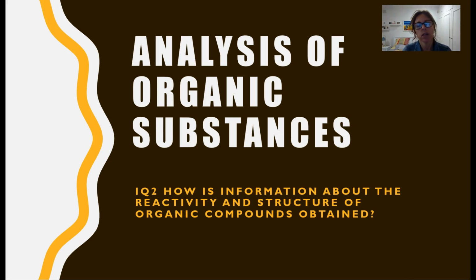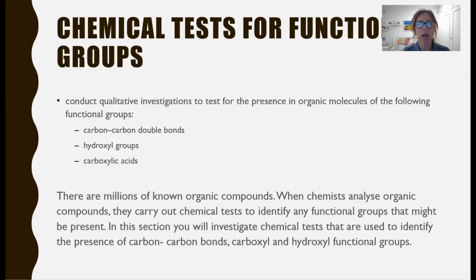So both qualitative and quantitative tests have led to a big understanding of the chemistry of organic compounds, and things such as our mass spectrometry and the infrared spectroscopy have really enabled a deeper understanding of the different functional groups that might be present, as well as their molecular structure. So this module is going to investigate both of these quantitative and qualitative tests to see what functional groups are present. So to start with, we are going to look at chemical tests for functional groups.